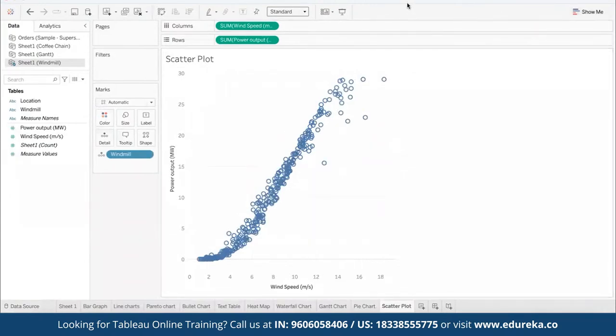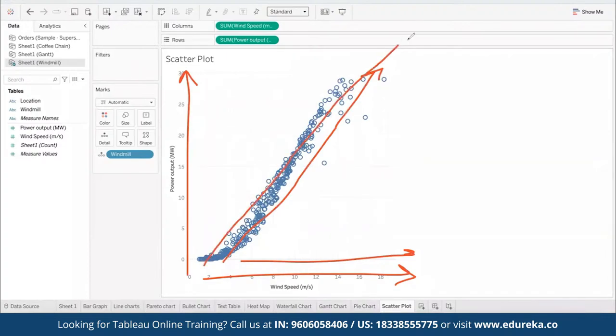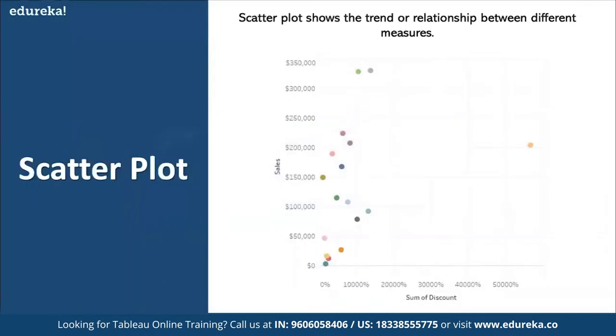So what do we understand by the scatter plot? This is wind speed forming the x-axis. This is the power output forming the y-axis. So as the wind speed increases, what do you think is happening to the power output? It is increasing, right? We can see overall the data is going in an upward direction, which means as the wind speed increases, the power generation is also increasing. When the wind speed is less, power generation is less. When the wind speed is high, like 18 meters per second, 16 meters per second, the power generation is also high, almost 30 megawatts it is reaching. So to understand the correlation between two variables, we create a scatter plot.